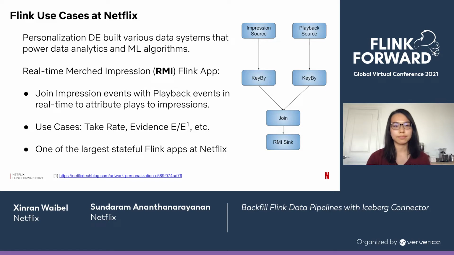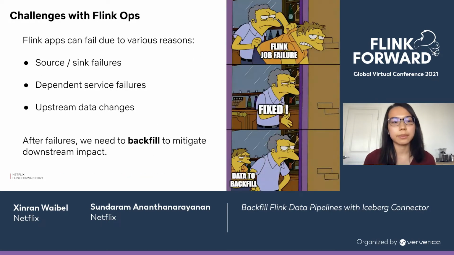at Netflix. Just like any other type of software, a Flink application can fail for various reasons. For example, it can encounter errors while reading from source or writing to sink. Dependent service failures can happen and lead to incorrect output. Upstream data changes can happen too, which break the assumptions you make in your Flink logic. Oftentimes, the output of Flink applications serves as critical input to decision making for Netflix products. After failures, we need to backfill to mitigate downstream impacts.